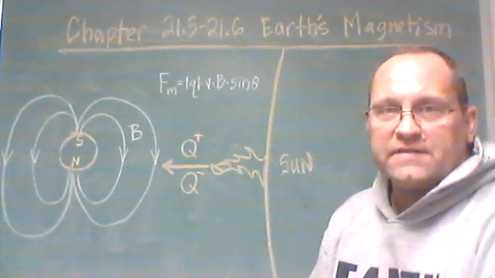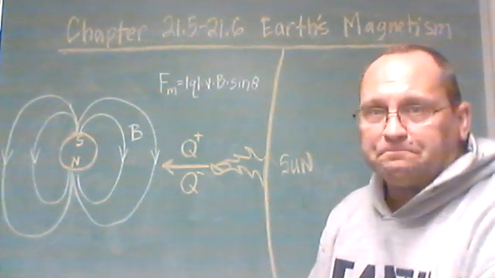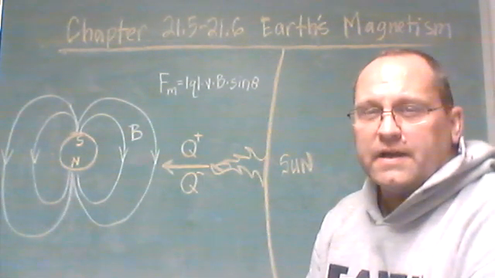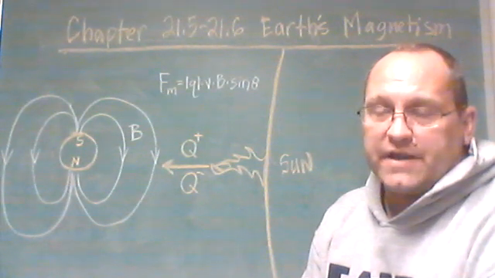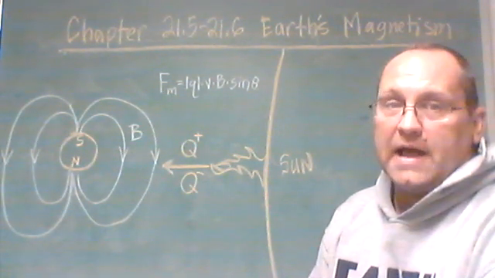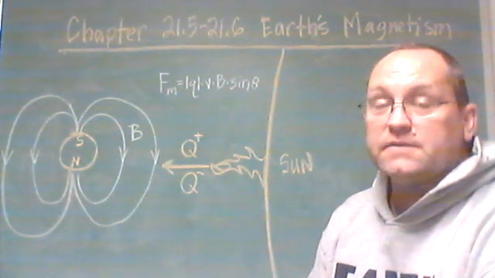Hi, this is a physics lesson covering sections 5 and 6 in chapter 21 of your textbooks. And this will be our last lesson on magnetism.